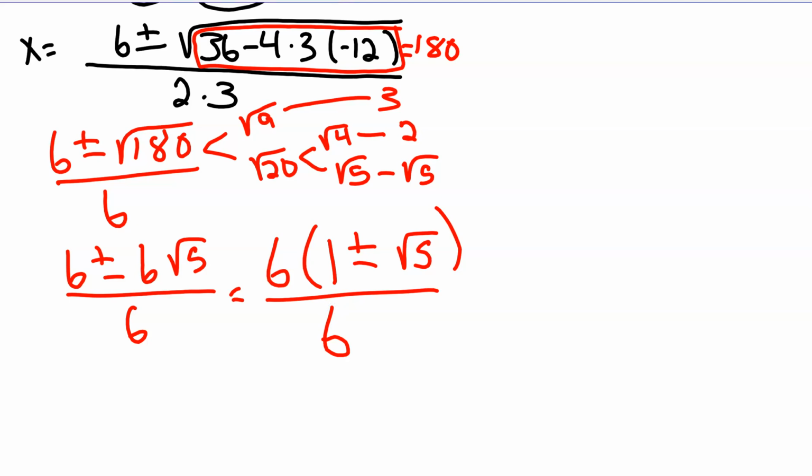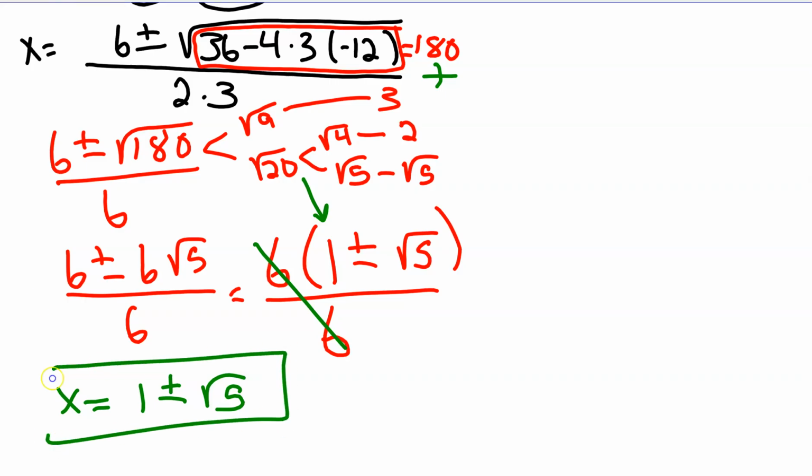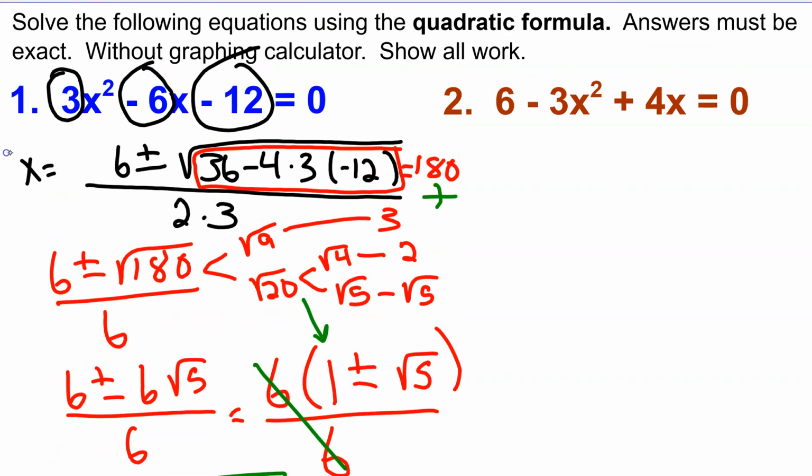Be really careful here. A very common mistake is for students not to put that 1 there, just to put plus or minus the square root of 5. So be really careful with that. Now I can eliminate those 6's, and my actual answer is 1 plus or minus the square root of 5. I am looking for 2 real roots because this is a positive number right there. So that is my answer using the quadratic formula, and you will have one of those on the test.